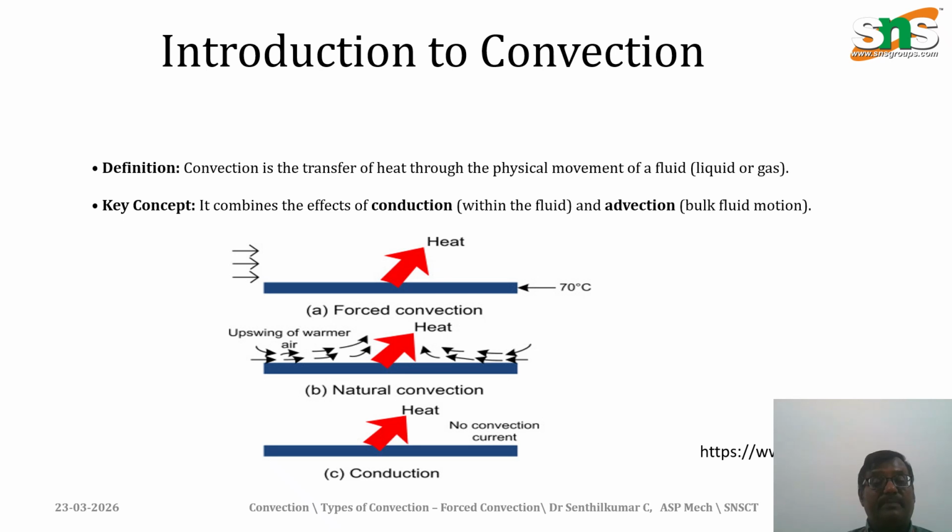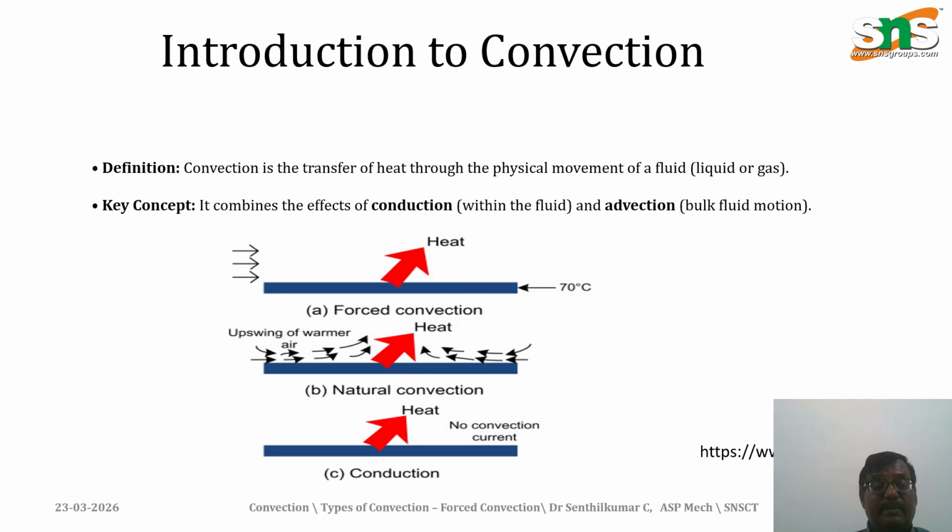Introduction to convection. It has a definition. Convection is the transfer of heat through the physical movement of fluid. We know that fluid to fluid or metal to fluid heat transfer is convection. We know gas, liquid, and vapor are all fluids. So the key concept is that it combines the effect of conduction and advection, which is bulk fluid motion.